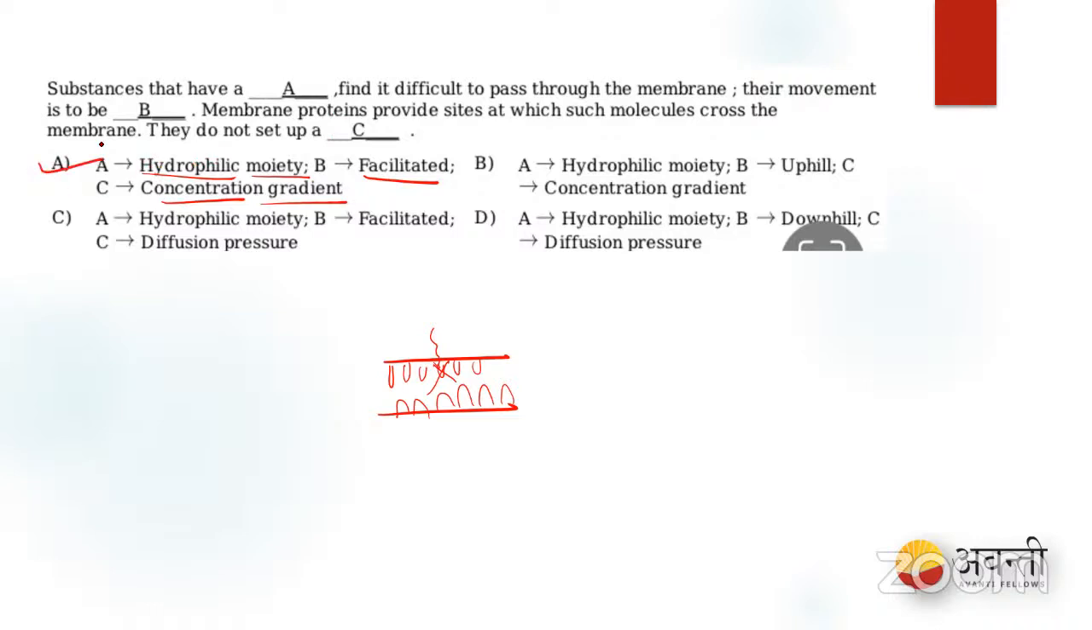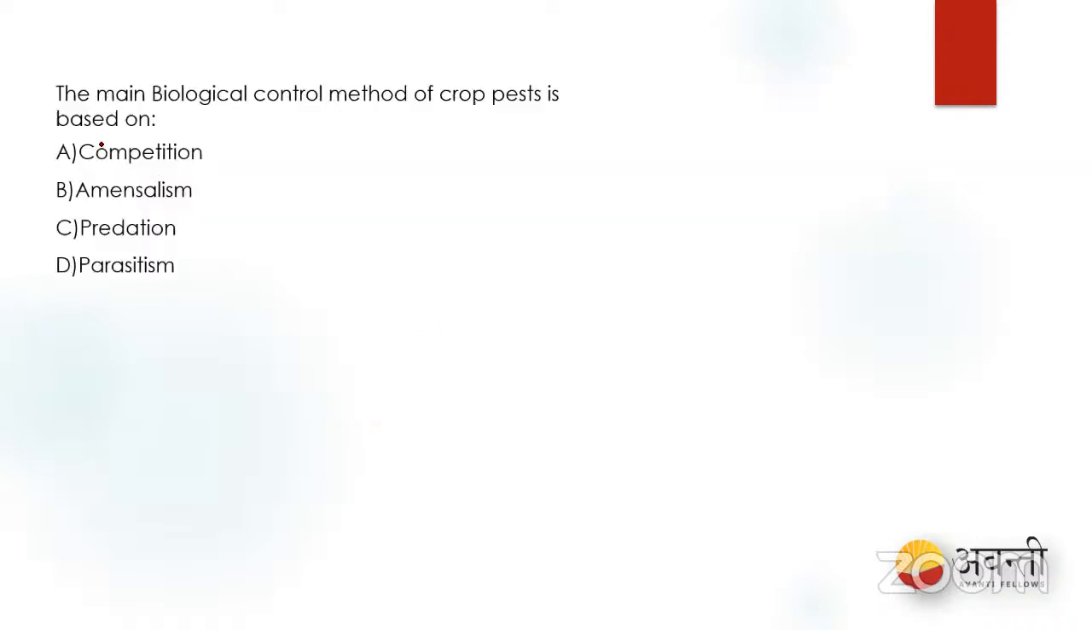Fine. So we have: the main biological control method of crop pests is based on competition, amensalism, predation, and parasitism. Now I will launch the poll again. You can answer this question.